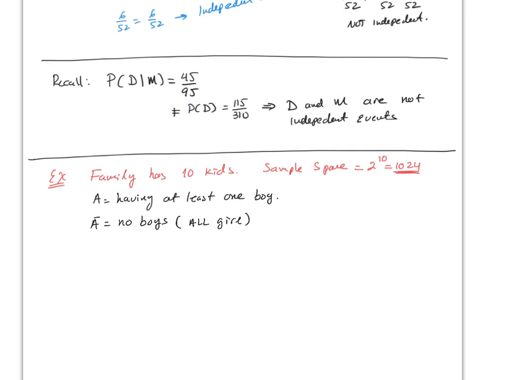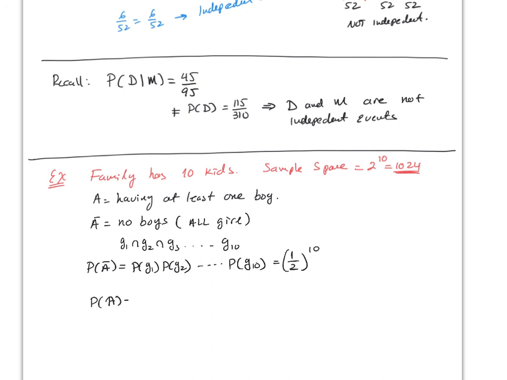Okay. So all girls means that the first kid was a girl, and the second one was a girl, and the third one, and so forth. So therefore, by independence, the probability of the complement is going to be the probability of G1 times the probability of G2 all the way to the probability of G10, which will just be 1/2 to the 10th power. So therefore, the probability of A will be 1 minus the complement, which will be this. And you can see this is pretty easy to compute now. So this will be 1 minus 1 over 1024, which is 1023 over 1024. If it weren't for independence, then this problem would have been very, very long. But independence, you can see, made the problem pretty easy. And that's it.